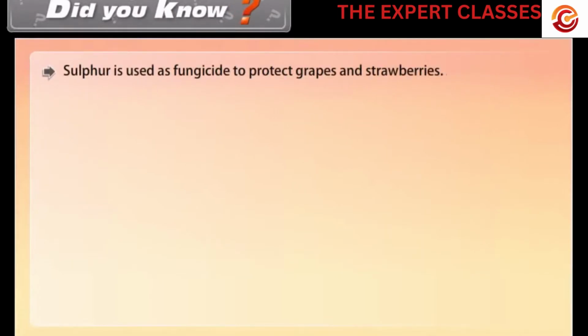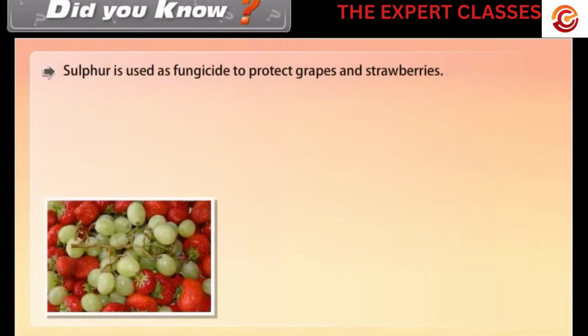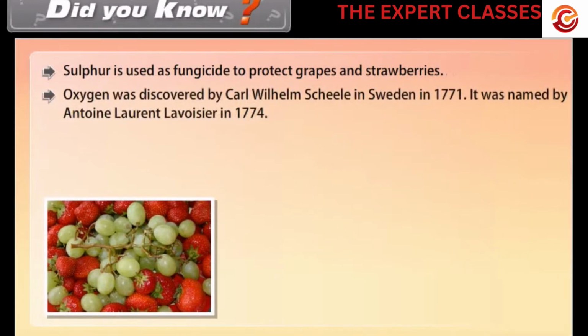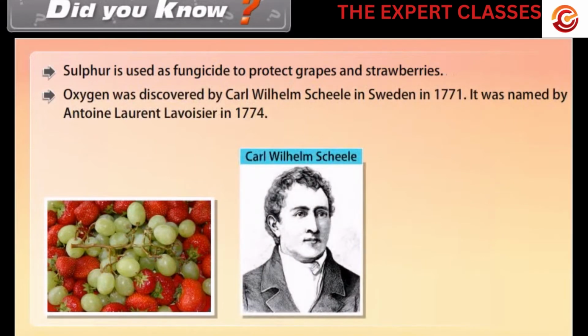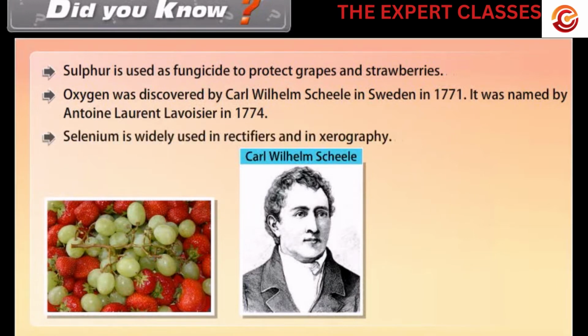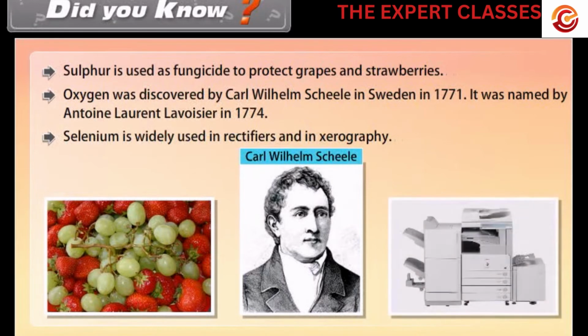Did you know? Sulfur is used as fungicide to protect grapes and strawberries. Oxygen was discovered by Carl Wilhelm Scheele in Sweden in 1771. It was named by Antoine Laurent Lavoisier in 1774. Selenium is widely used in rectifiers and in xerography.